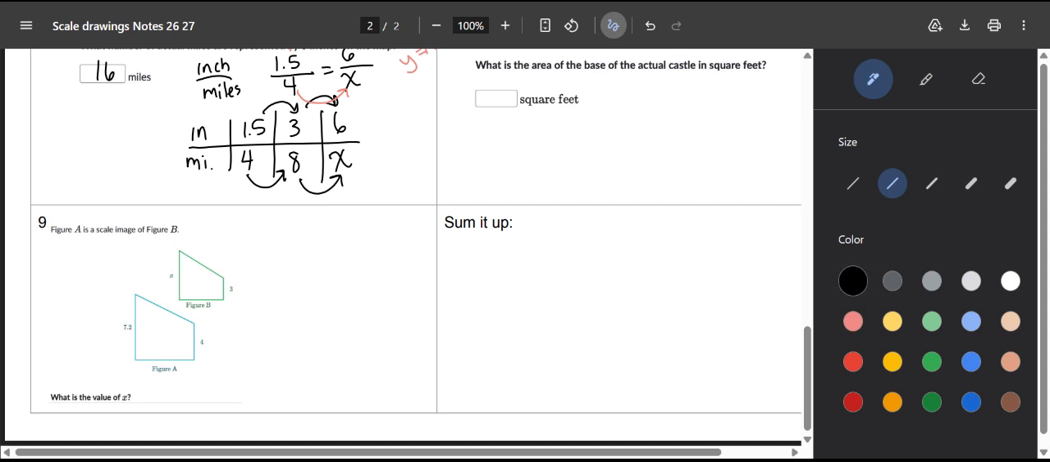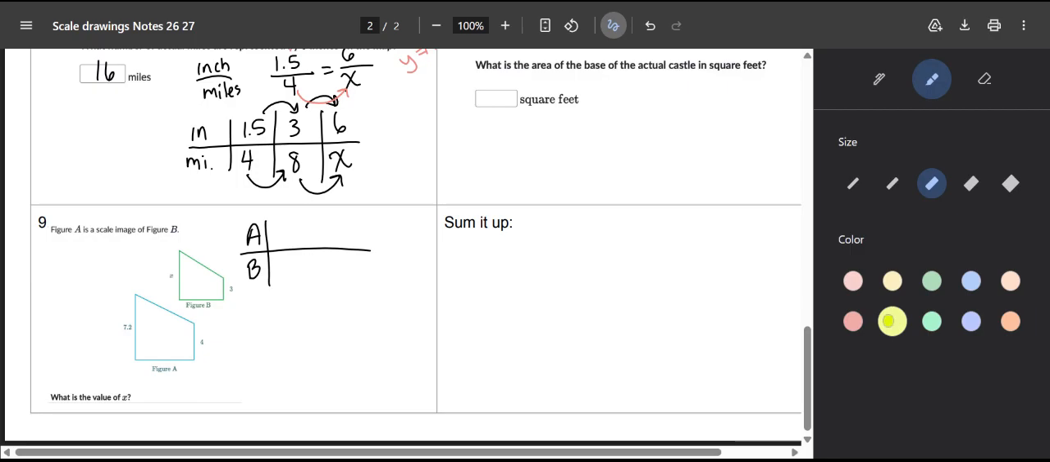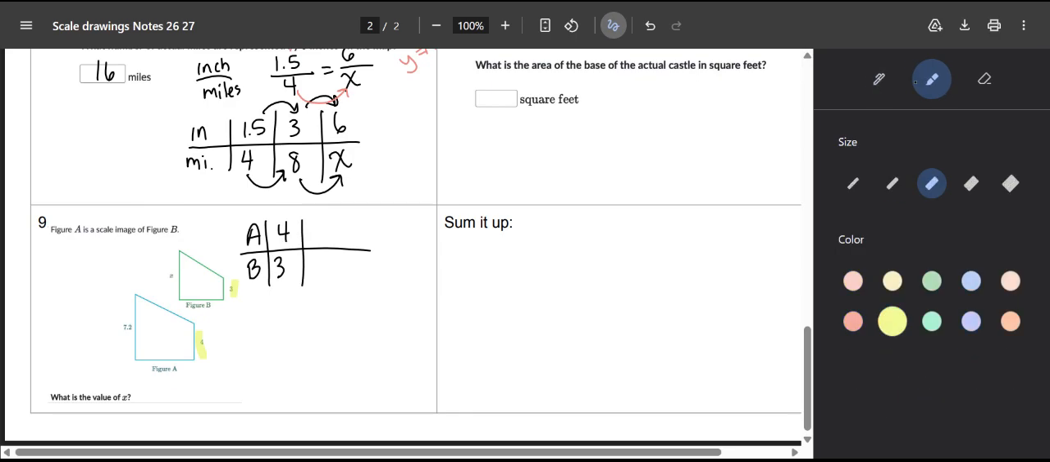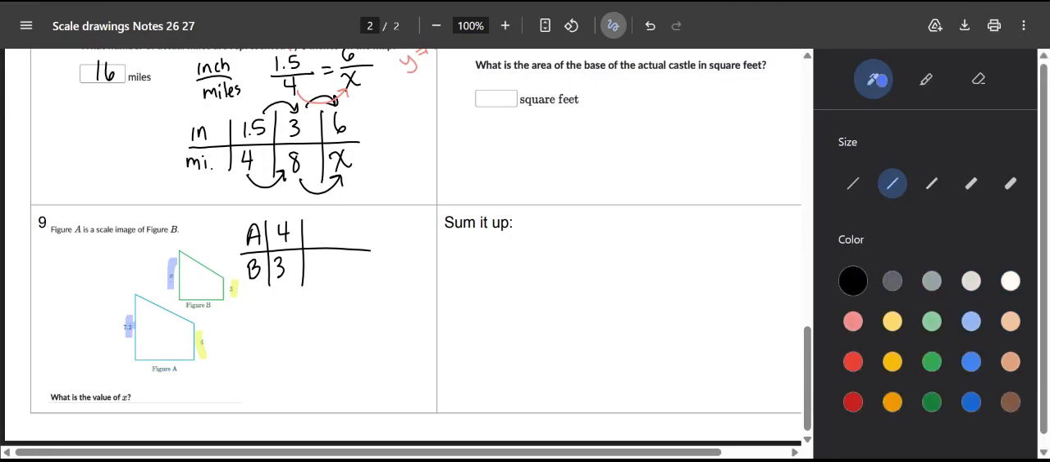So I'm going to go ahead and set up a table, and I'm going to compare A to B in my table. And let's start with this shorter side first. So figure A has a measurement of 4 units, figure B has a measurement of 3. And then on this longer side, figure A has a measurement of 7.2. Figure B, we don't know, it's x.